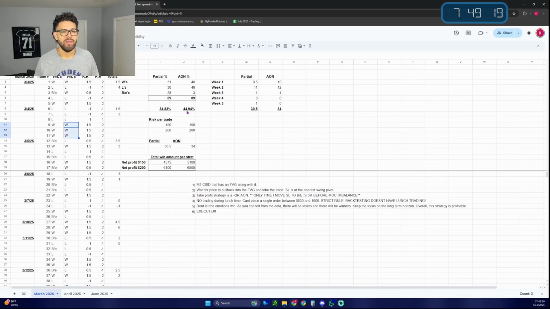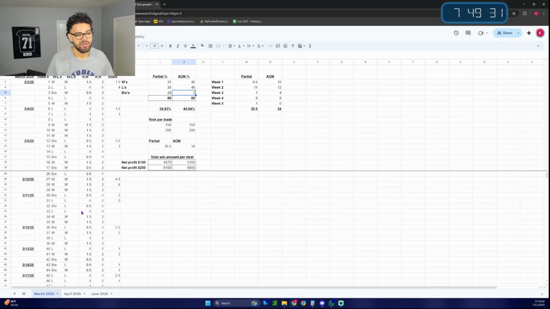It's all a coin flip. The win ratio for March was about 45%. Again, if you take out the break-even trades, about 46, 47, which is still pretty good. And the results speak for themselves, guys. So we're going to be executing this strategy now going forward.